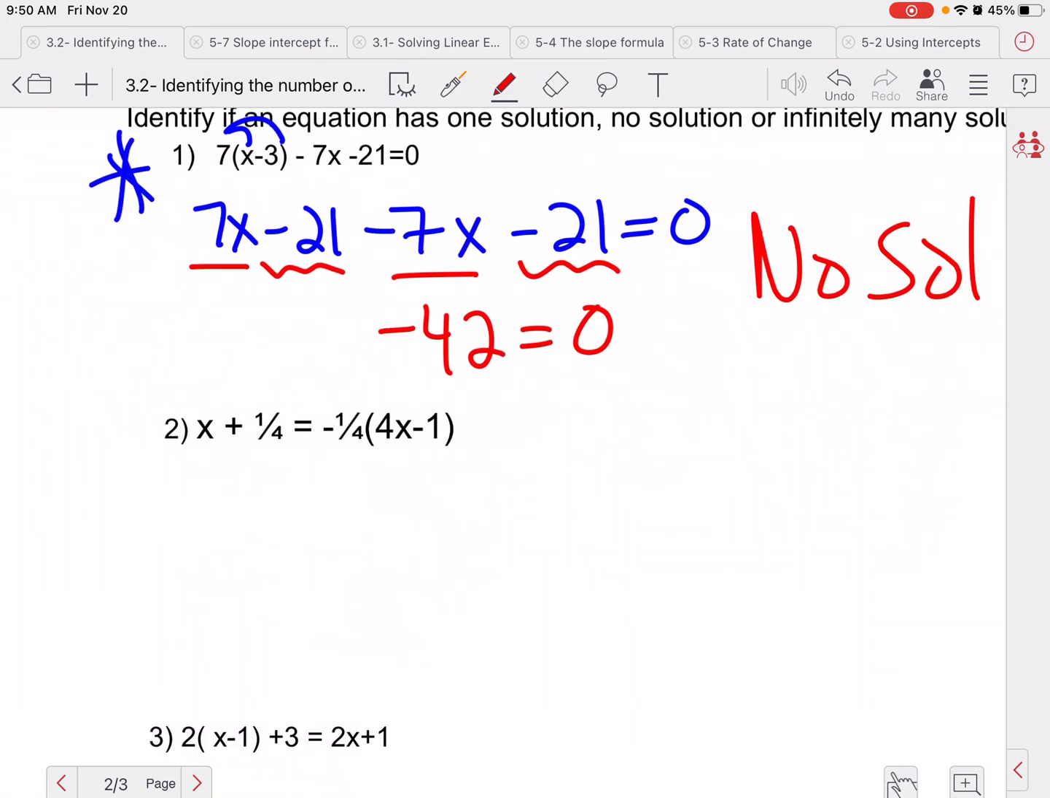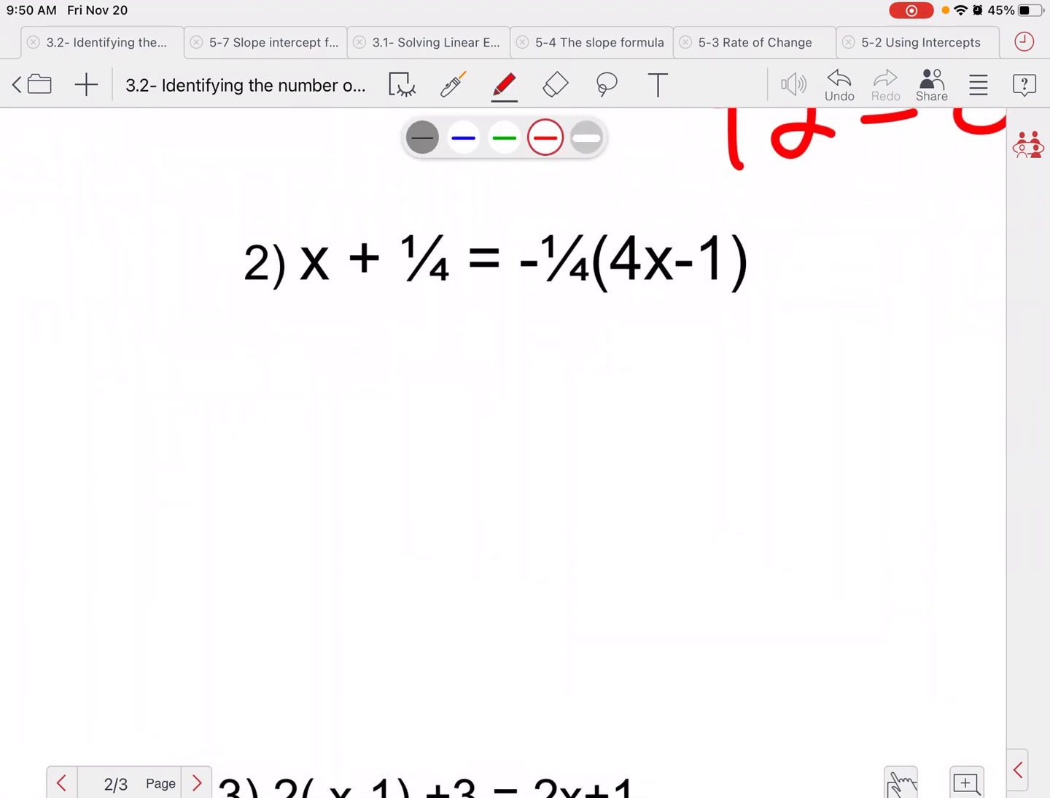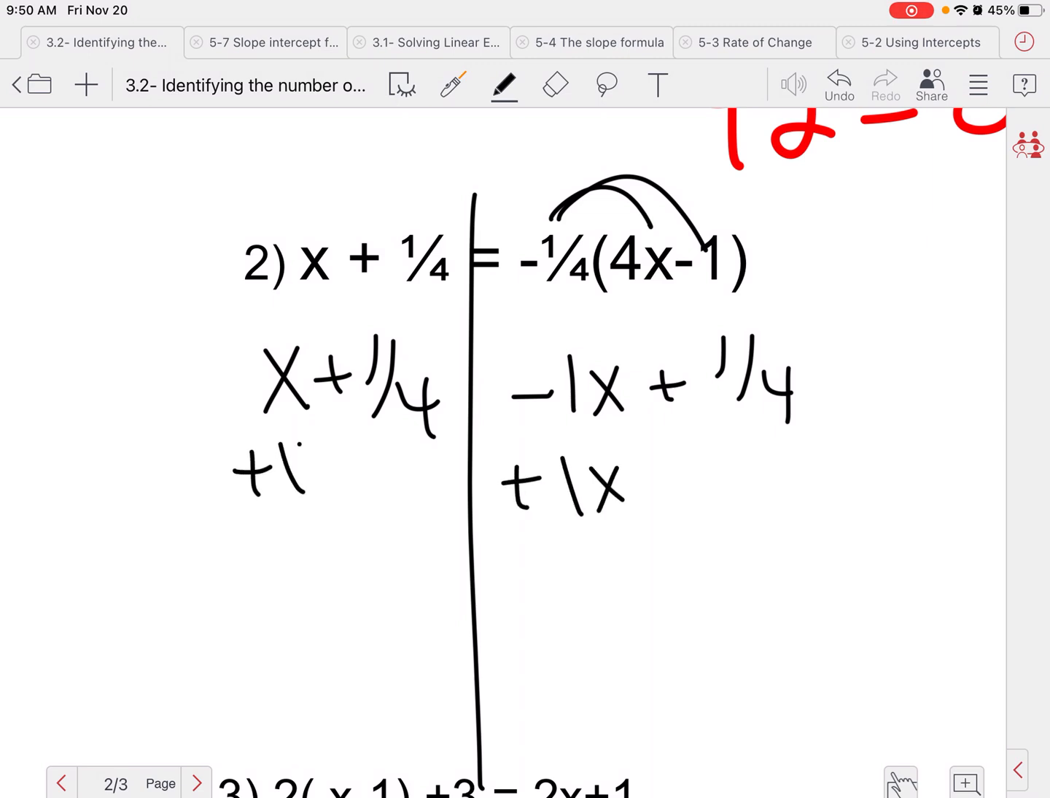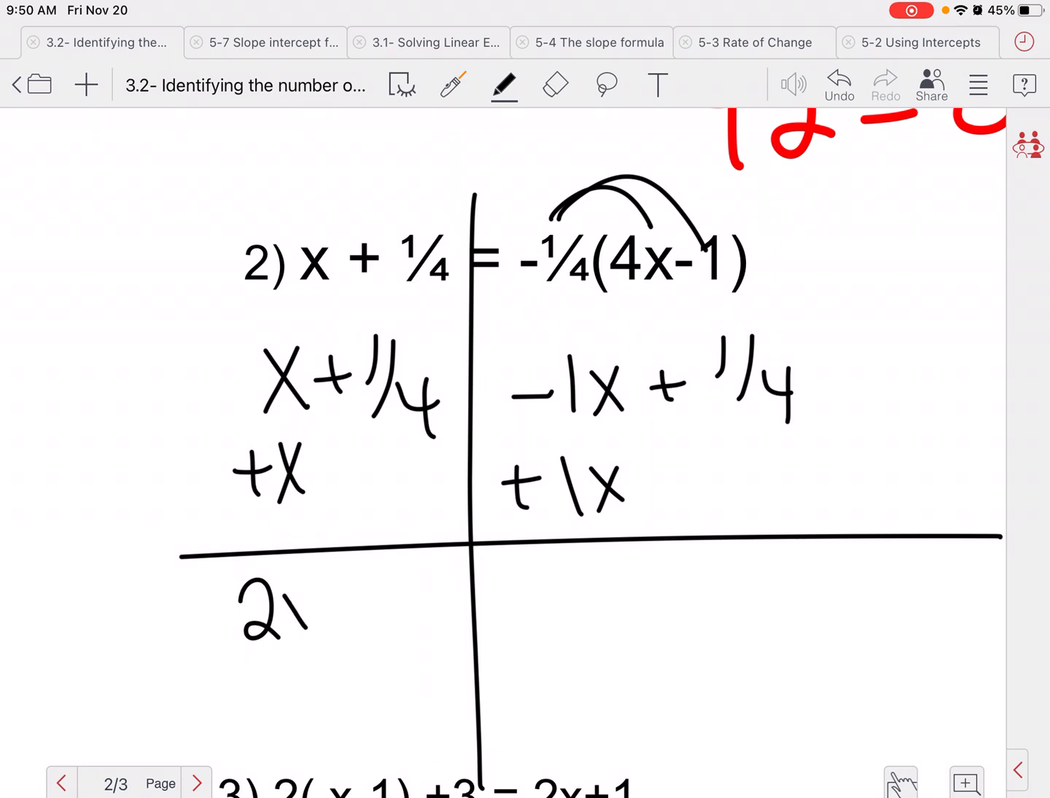Okay. Let's look at this one. Again, I see some distribution. So I'm going to distribute the negative 1/4. So nothing changed on the left-hand side. Negative 1/4 times 4 is negative 1x. Negative 1/4 times negative 1 is a positive 1/4. I'm going to go ahead and add 1x to both sides to get my variables together. So I get 2x plus 1/4 equals 1/4.